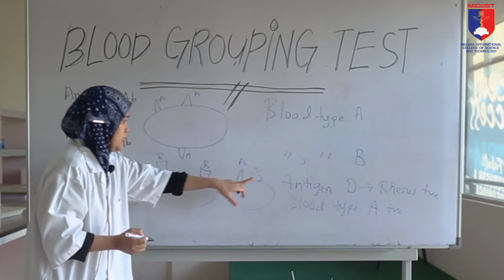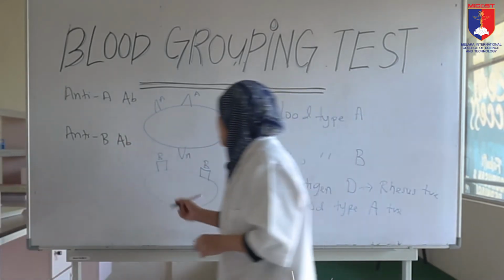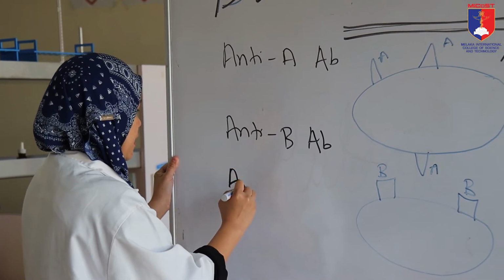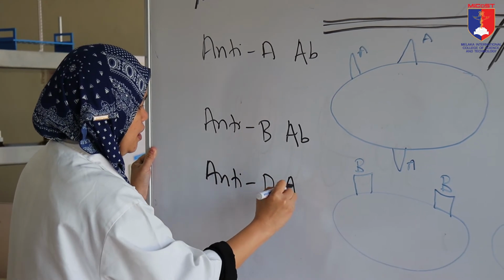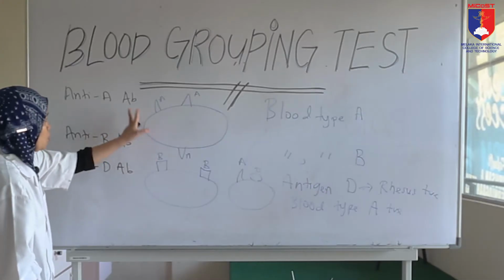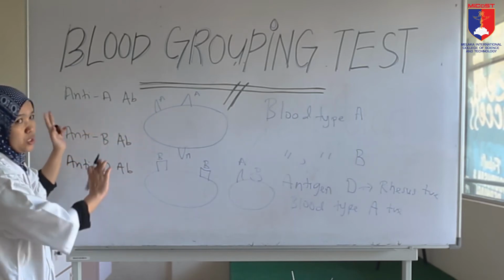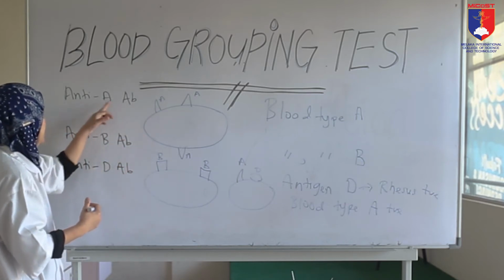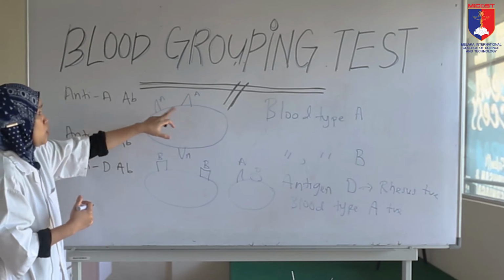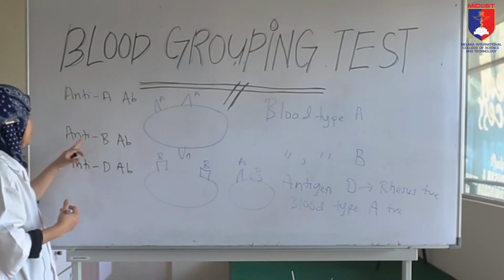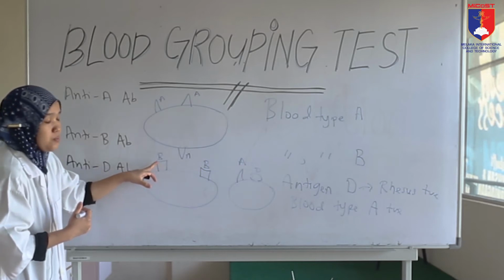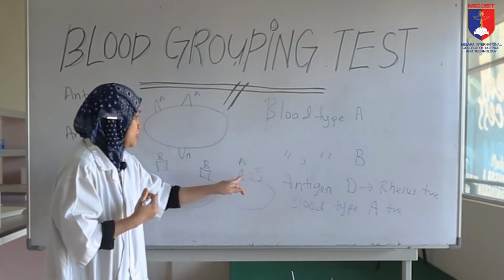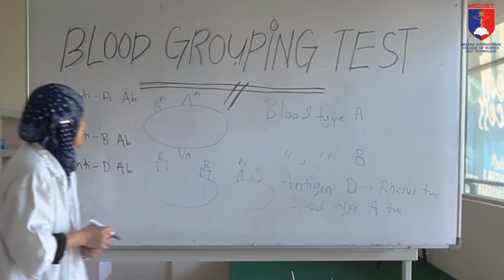For antigen D, it is also the same. Antigen D will be detected by anti-D antibody. So we see that each antibody is specific and detects its own antigen. Anti-A antibody will detect the presence of antigen A on the RBC surface, anti-B antibody will detect antigen B, and anti-D antibody will detect antigen D on the RBC surface.